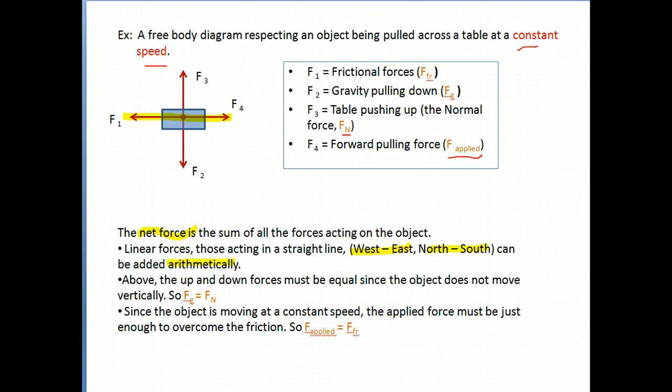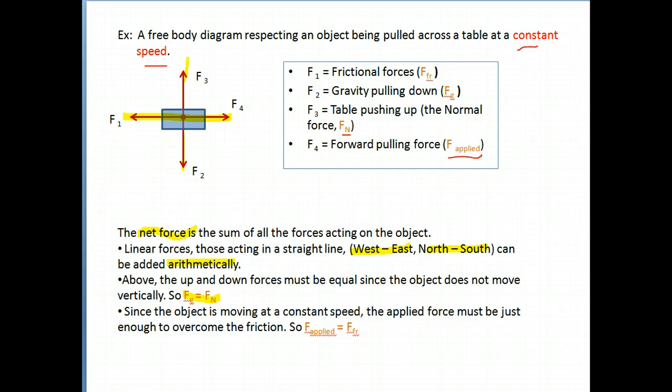Above, the up-down forces must be equal in this case, since the object does not move vertically. So in our example here, we're just pulling the object across the table. The force of gravity is balanced with a normal force resisting it. Since it's not floating off the table or going into the table, these two forces, the downward and the upward motion, must be equal to each other.